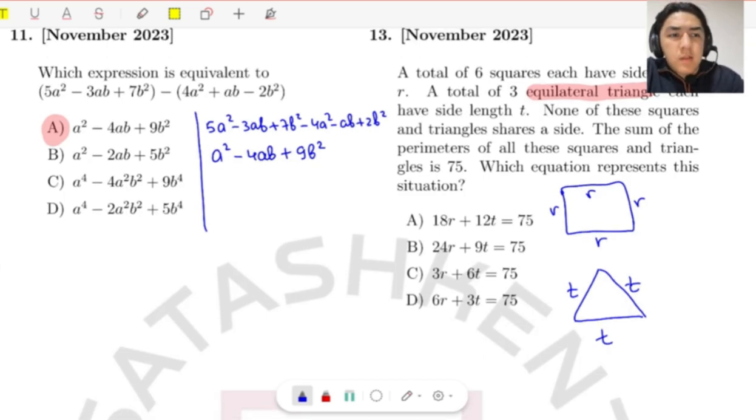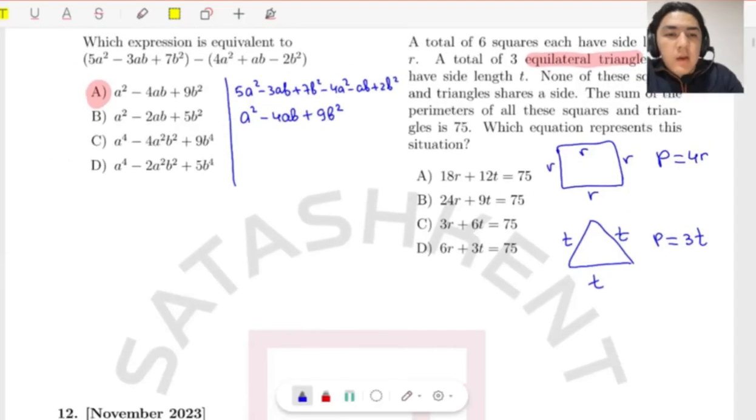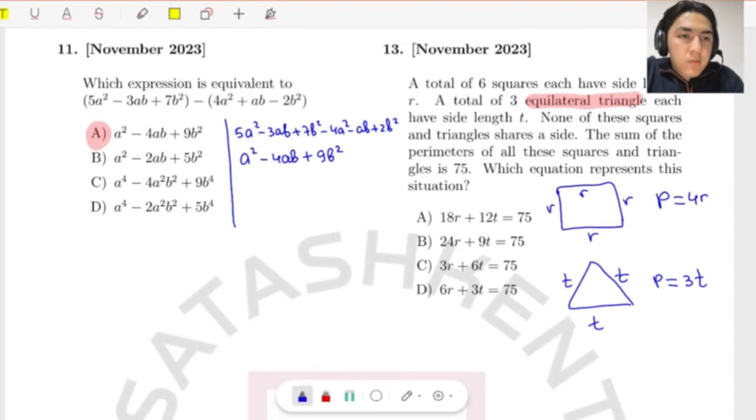What does that mean? It means that if the perimeter of one square is 4r, then the total will be what? I'm going to multiply it by 6, and do the same for the triangle. Here it is 3t, and I'm going to multiply it by 3. Why? Because I have 6 squares and 3 triangles.